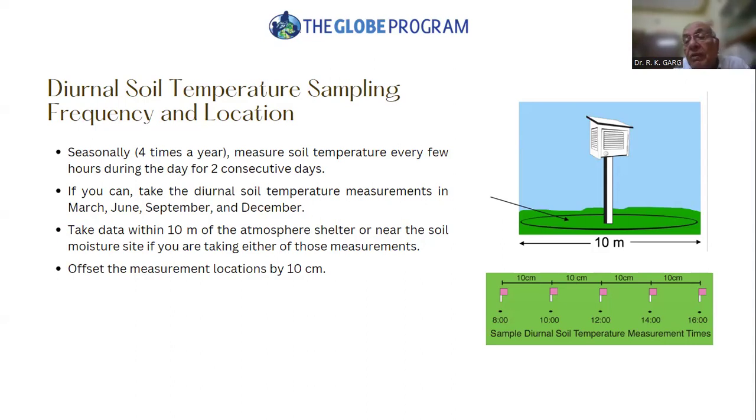So just see here, we take at 8 a.m., at 10 a.m., at 12 noon, at 14, 16, like this. So the sampling for the soil temperature, if we want to do diurnal, should be done 2 hourly, preferably from 8 o'clock in the morning to 4 o'clock in the evening. Next, please.